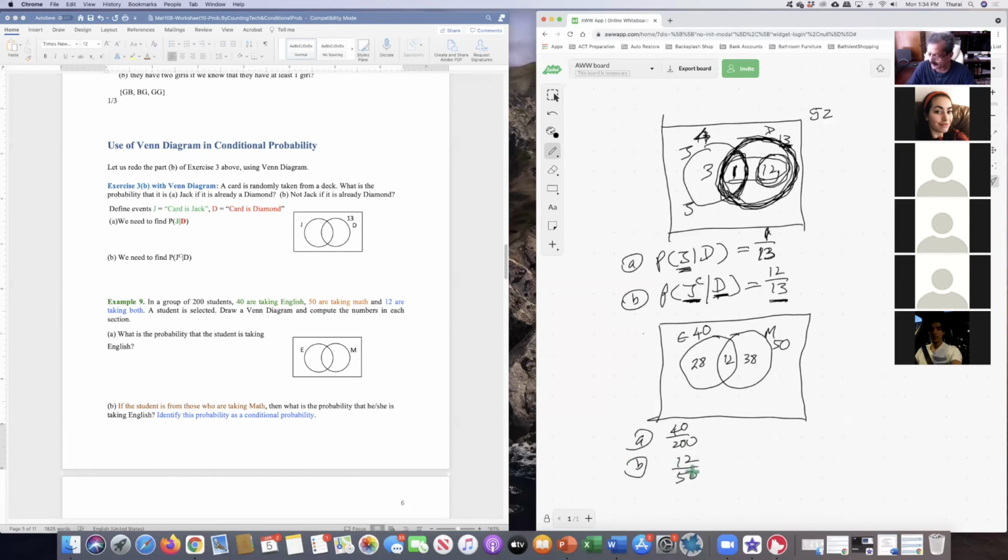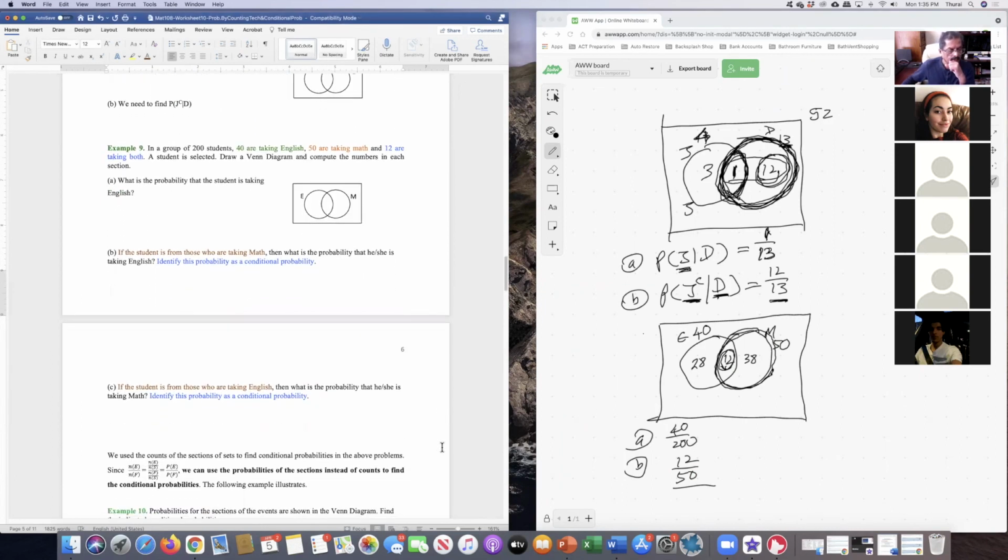That's right. Excellent. Because we already know the student is taking math, you're now limited to the 50 students here. Out of those 50, how many are taking English? 12. So 12 over 50. That's exactly the answer. Okay, very good. Sounds like you understand it, and so you are ready to do your problem.